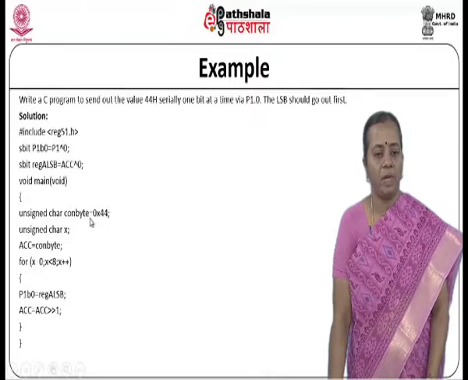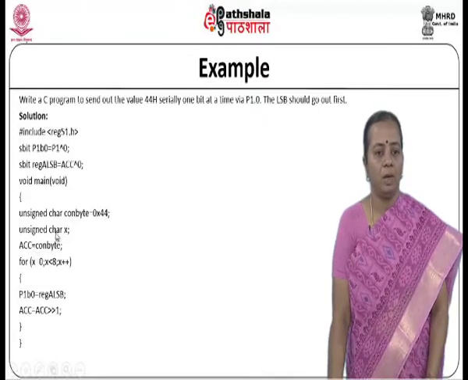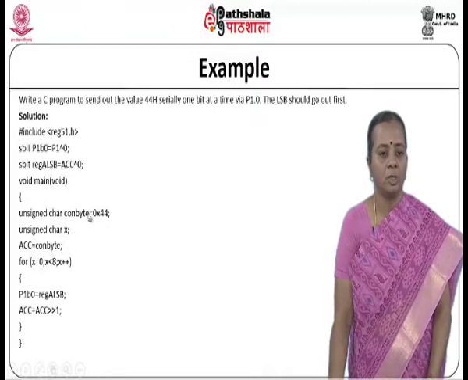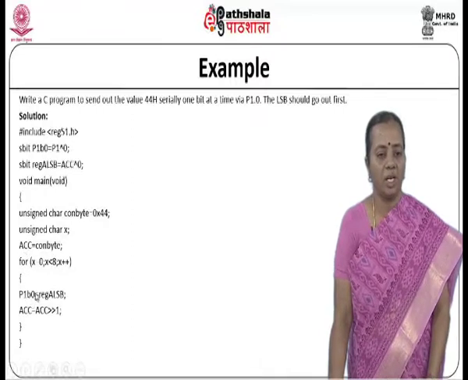Now, I have given the data as 0x44 hexadecimal data, which is given to conbyte. Now, I have given character x as one of the variables, and accumulator is given conbyte. So, the whole value is moved to the accumulator. Now, 8 times the loop is getting repeated.